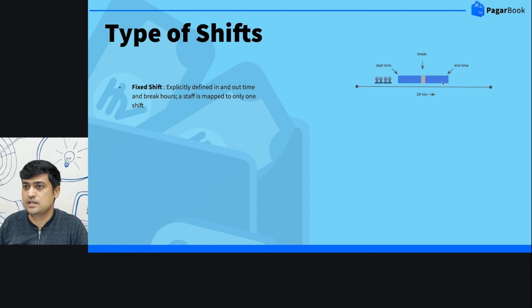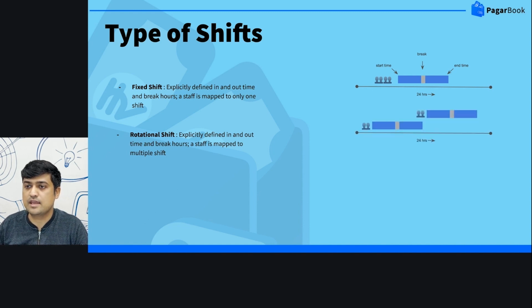So in a 24-hour window, you have a start time, you have an end time. The length of this bar is like the length of the shift. You would have some designated break hours. Everybody is mapped to this shift, and so on. Next is rotational shift. It's very similar to fixed shift, just that there could be multiple shifts in a day, and an employee can work in either, let's say, the first shift or the second shift or both shifts, and so on. So one day somebody might be working as part of this shift, next day they might be working in that shift, and so on.